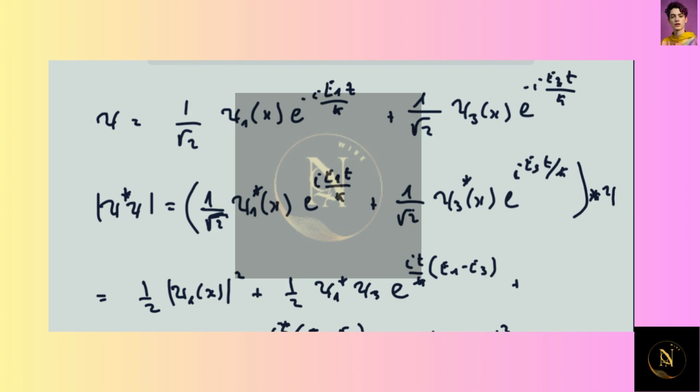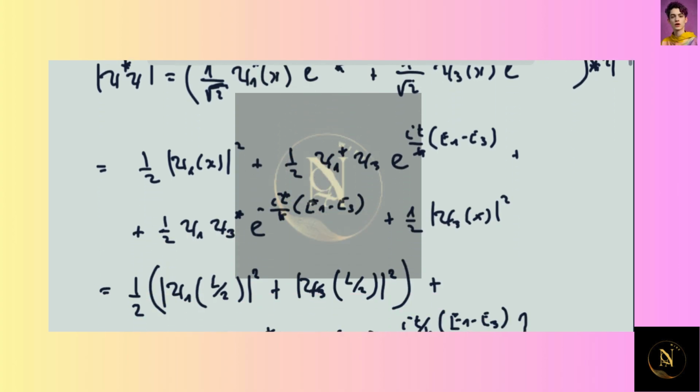The probability distribution is just the mod squared of this entire wave function, right? So it's psi star psi. And so all we have to do is basically multiply this function by its complex conjugate. And if you do that, then you should get something like a half |psi1(x)| squared, plus a half |psi3(x)| squared, plus a half psi1 star psi3 times e to the i t over h bar times (E1 minus E3), plus a half psi1 psi3 star e to the minus i t over h bar times (E1 minus E3).